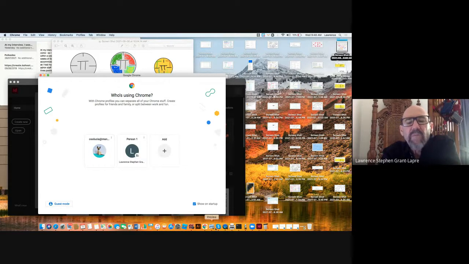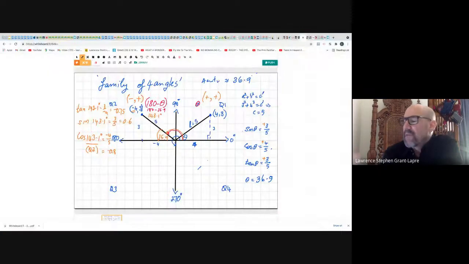So what I want to emphasize here is in the second quadrant, sine is positive, cos is negative, and tan is negative, right? So it's important to know in the second quadrant, sine is positive, cos is going to be a negative number, and tan is going to be a negative number.